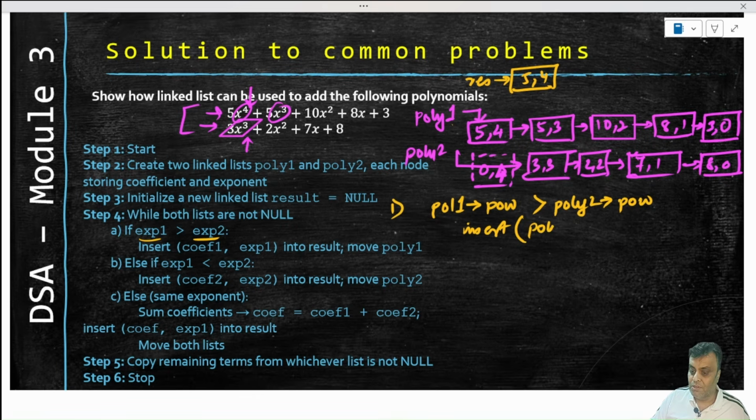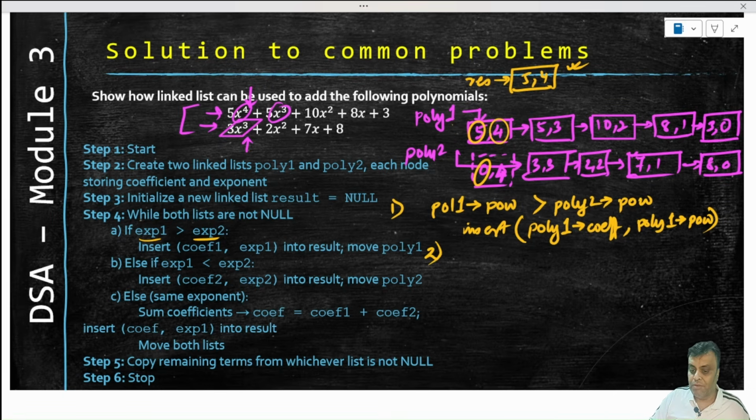Polynomial 1's coefficient, right? Polynomial 1's coefficient is as if getting added with an imaginary 0. No need to do that in code, and the power will still be 4. So the power will be polynomial 1's power. So that's all you will say. Insert this particular element in my result, and this will create this node for you.